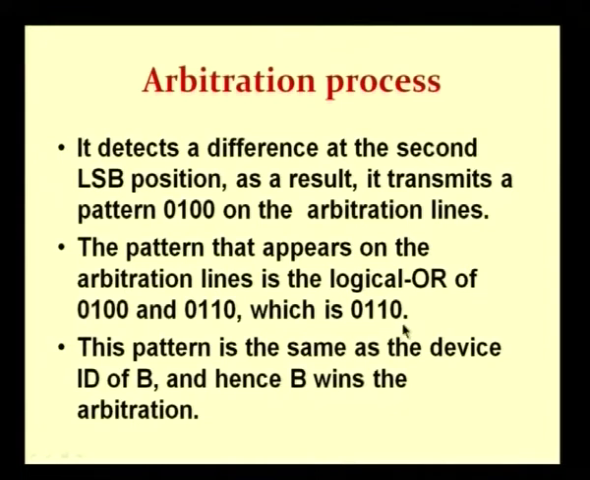When this pattern is compared by B with its ID, it will find that the two match, because B's ID is 0110 and the pattern on the bus is also 0110. So now B is considered to be the winner of the entire process. B wins the arbitration and will be the one that takes over the bus. So this is one simple arbitration mechanism that can be used. Similarly, there are other arbitration mechanisms used by different distributed arbitration processes.